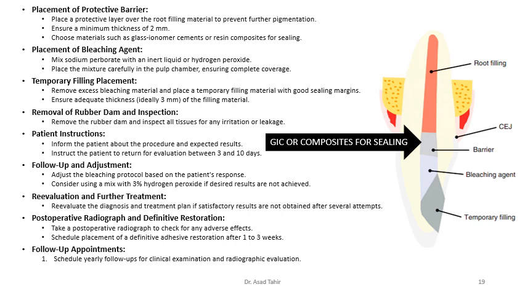Placement of bleaching agent. Mix sodium perborate with an inert liquid or hydrogen peroxide. Place the mixture carefully in the pulp chamber, ensuring complete coverage. Temporary filling placement. Remove excess bleaching material and place a temporary filling material with good sealing margins. Ensure adequate thickness, ideally 3 mm, of material.